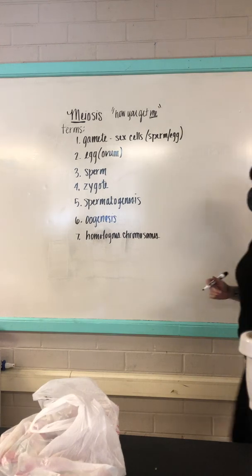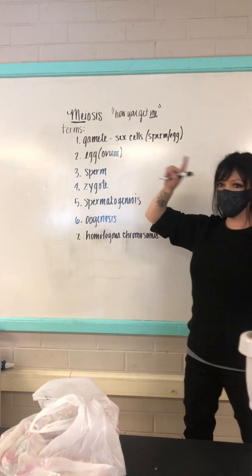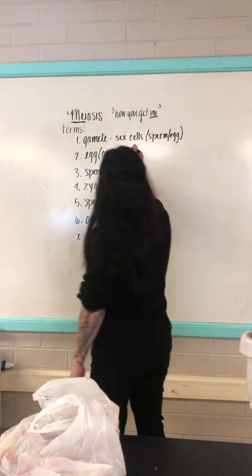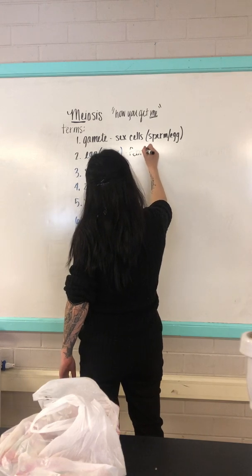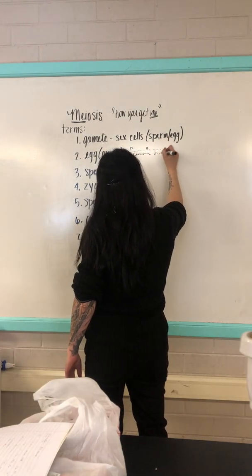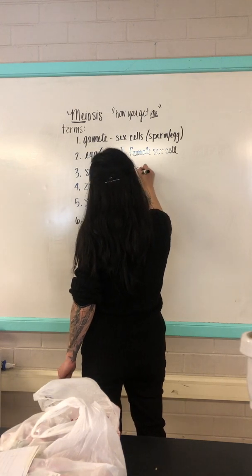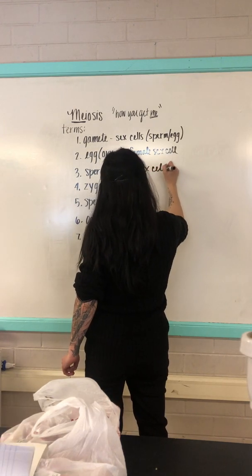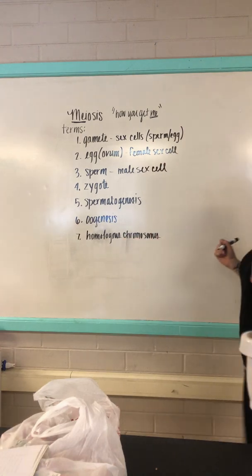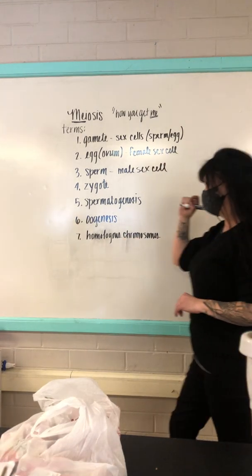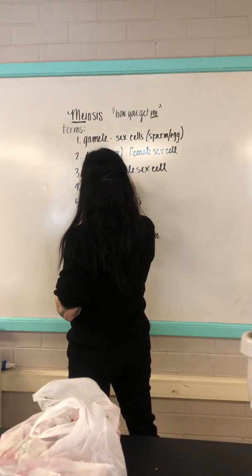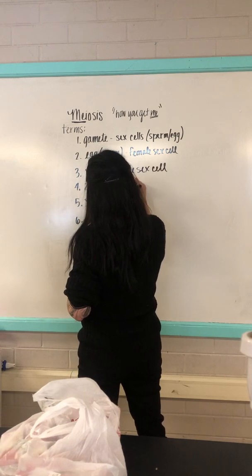The egg, or sometimes it's going to be called ovum, is the female sex cell. Sperm is the male sex cell. And then when the sperm fertilizes the egg, it becomes a zygote. So this is a fertilized egg.